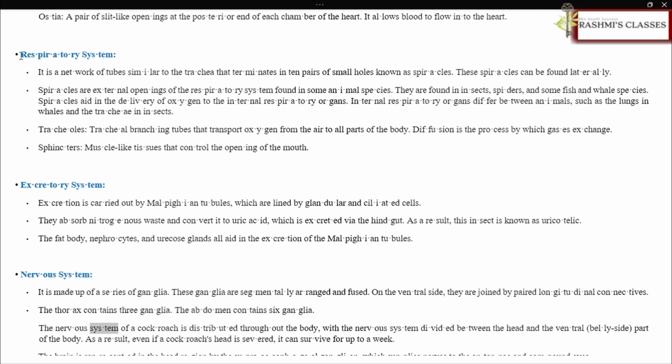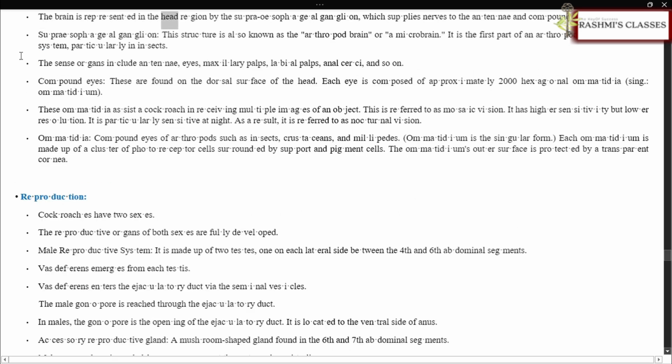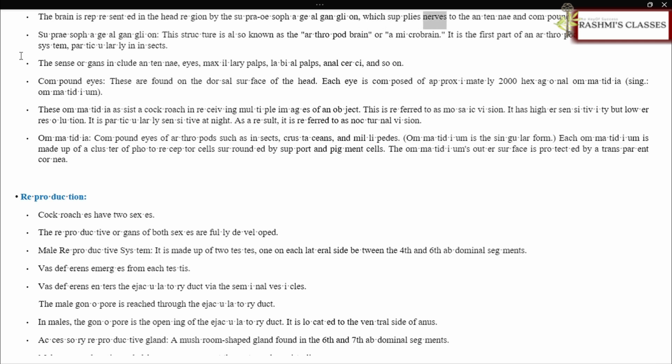The nervous system of a cockroach is distributed throughout the body, with the nervous system divided between the head and the ventral, belly side, part of the body. As a result, even if a cockroach's head is severed, it can survive for up to a week. The brain is represented in the head region by the supraesophageal ganglion, which supplies nerves to the antennae and compound eyes.